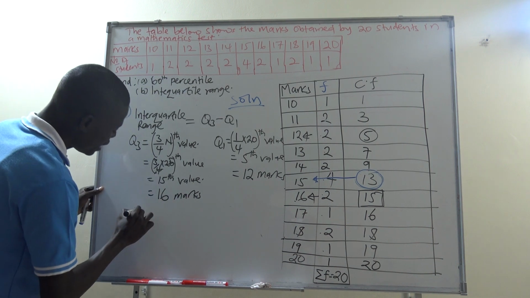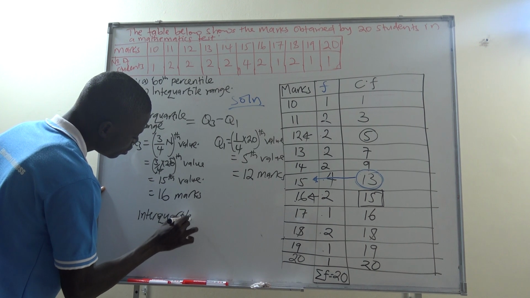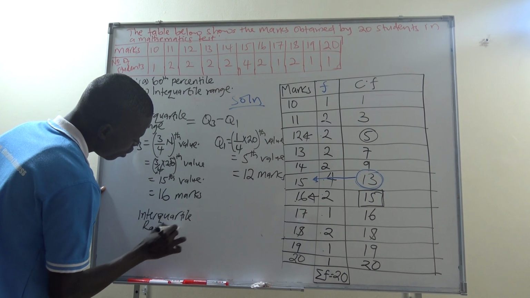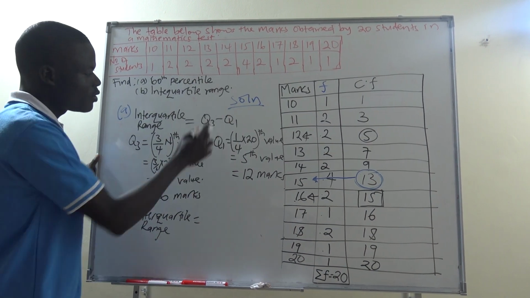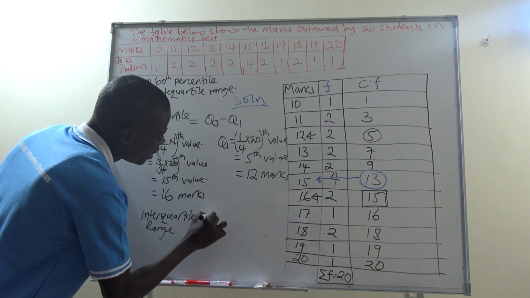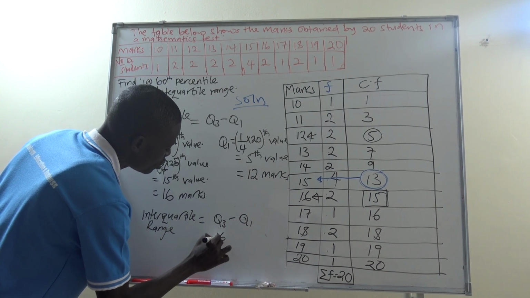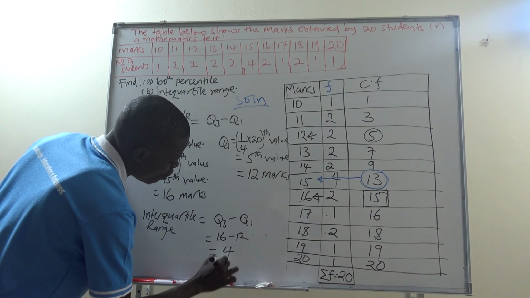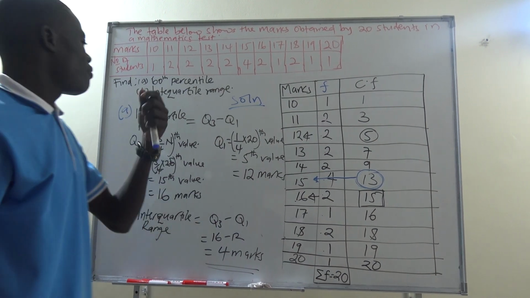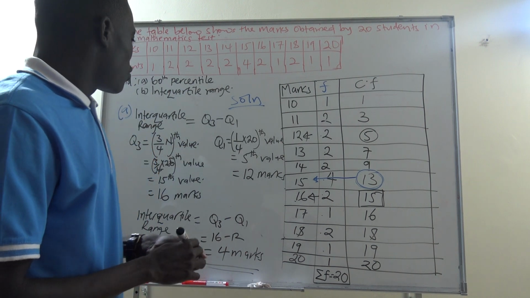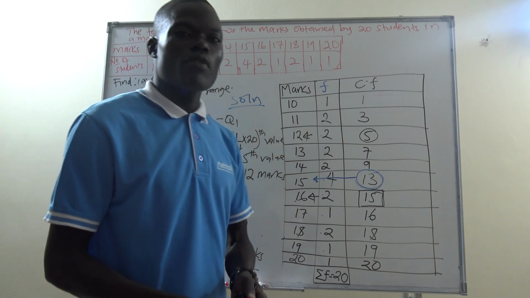So we say that our interquartile range equals the upper quartile range, which is Q3, minus the lower quartile range, which is Q1. Then we have now the values of Q3 minus Q1. So the value becomes 16 minus 12, which is 4. But these are what? Marks. The interquartile range is 4 marks. So, in doing that one, we would have tackled the question. So, thank you for attending.